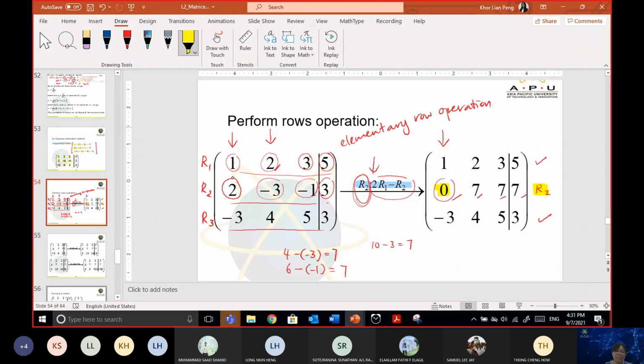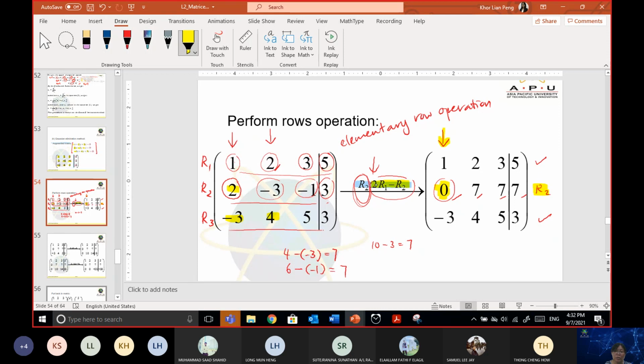When it comes to the Gaussian elimination method, our purpose is to get these 3 values to become 0. So we will start with the first column. We are making this value 0 first. How to make this value 0? That means now we need to involve the second row. Okay, second row. Can you see my operations here?